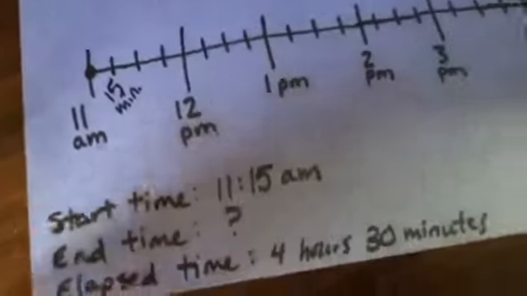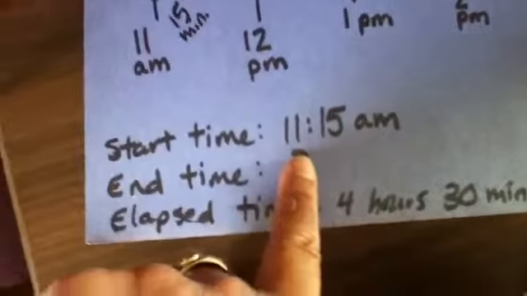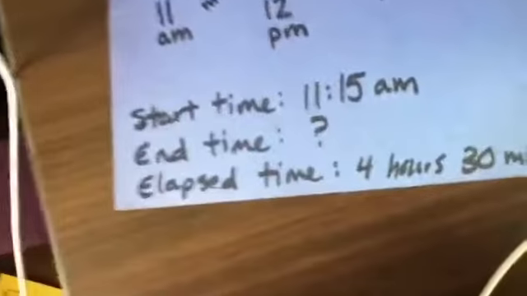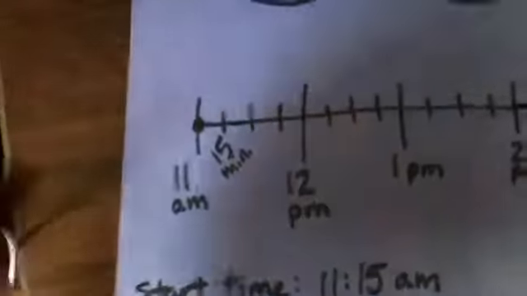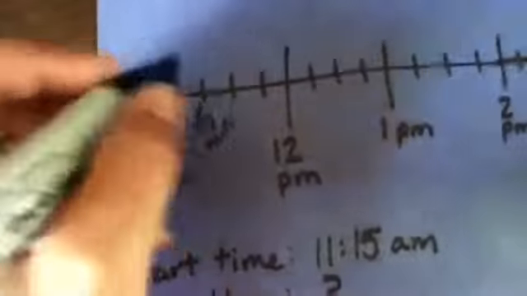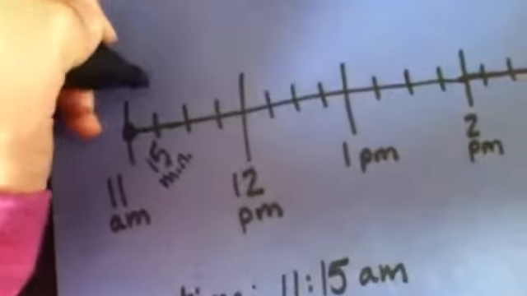So let's go ahead and look at this again. We start at 11:15 AM. So let's go ahead and put a dot there where we're starting at. So let's look at our chart. 11, and every line is 15 minutes. So we're going to go to this first line, 11:15.